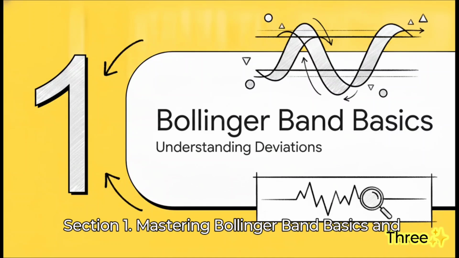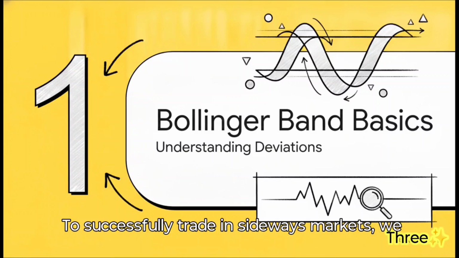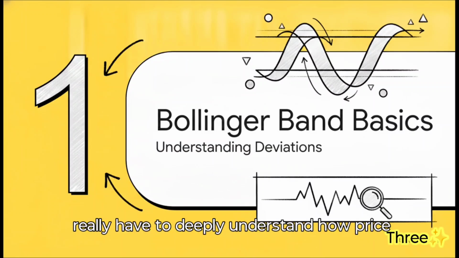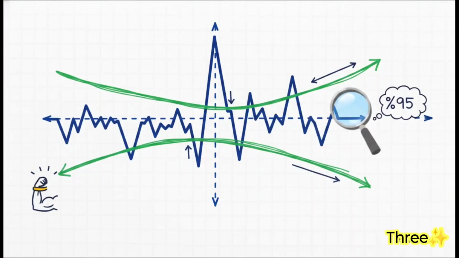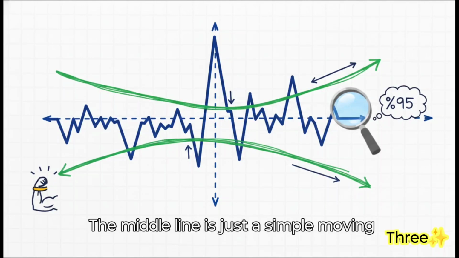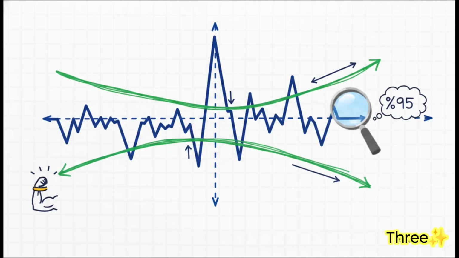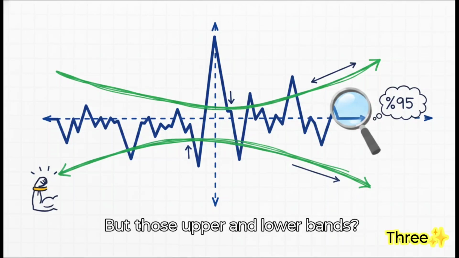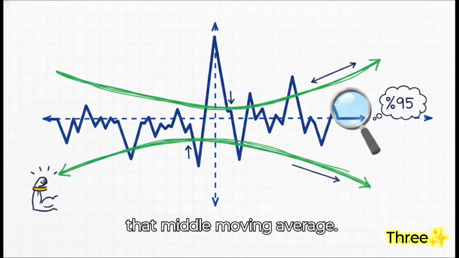Section 1. Mastering Bollinger Band basics and understanding price deviations. To successfully trade in sideways markets, we really have to deeply understand how price deviates from its historical average in the first place. So when you're looking at your trading setup, a Bollinger Band essentially consists of three distinct lines. The middle line is just a simple moving average, or SMA, usually set to a 20-period default. But those upper and lower bands, that's where the magic happens. They represent standard deviations away from that middle moving average.